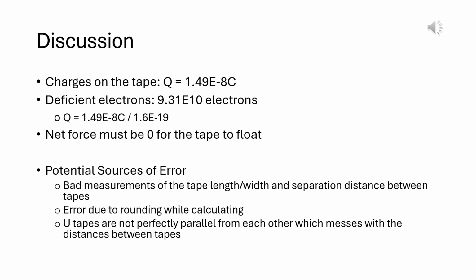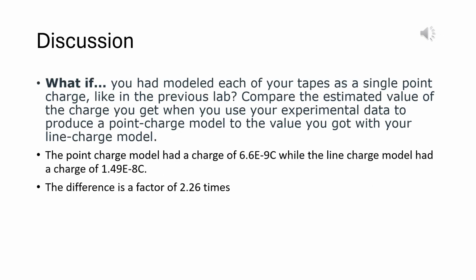And then some potential sources of error are bad measurements, errors due to rounding, and then the U-tapes not being perfectly parallel with each other while we were measuring. The point charge model created a value of 6.6 times 10 to the negative 9 coulombs, while the line charge model had a charge of 1.49 times 10 to the negative 8 coulombs, and the difference is a factor of 2.26 times.